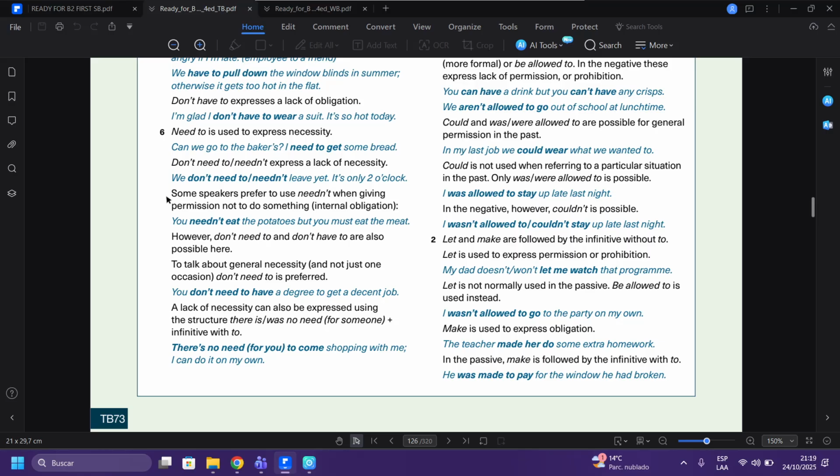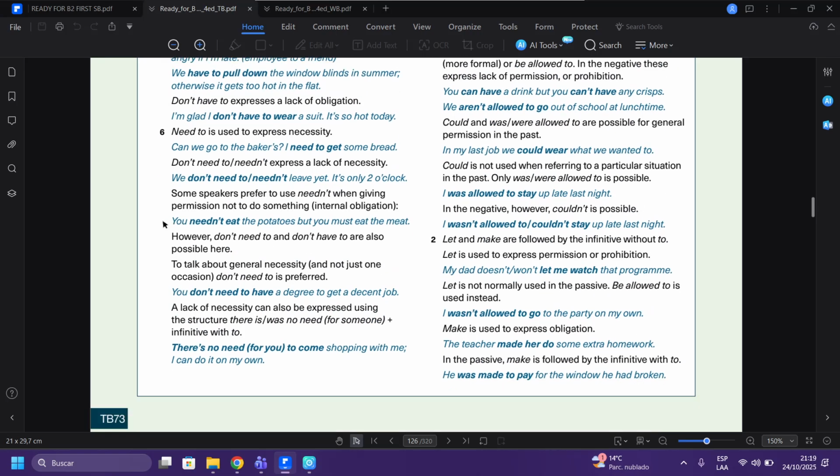Then we have the modal verb need as well. Need to, which is used to express necessity. Like in this example. Can we go to the baker's? Need to get some bread, right? Or don't need to, sorry, in here, or needn't express a lack of necessity as well. For example, we don't need to or we needn't leave yet. It is only 2 o'clock.